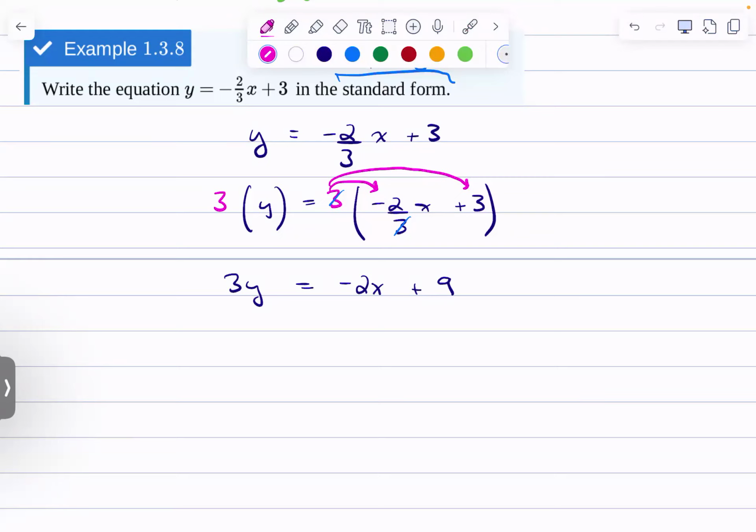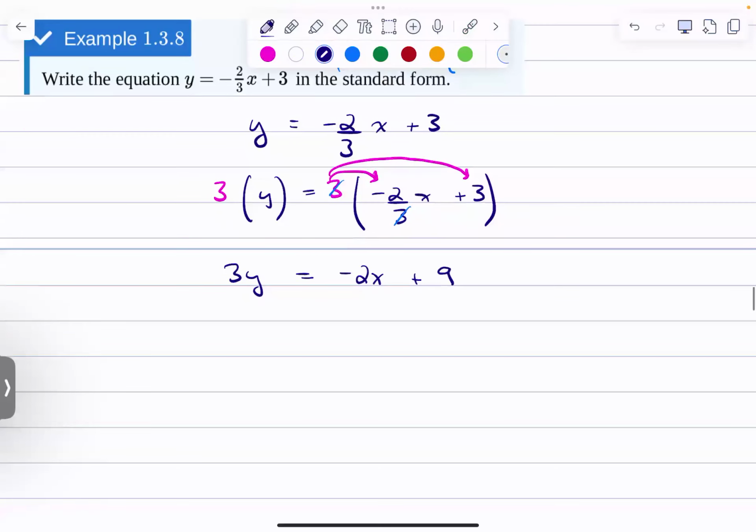Good. And we're so close. We need it in the ax plus by equals c form, but we know what to do, right? And so I'm going to add 2x to the left-hand side. I'm also going to bump it to the front, all right? And then I'll be done. So I get 2x plus 3y is equal to 9.